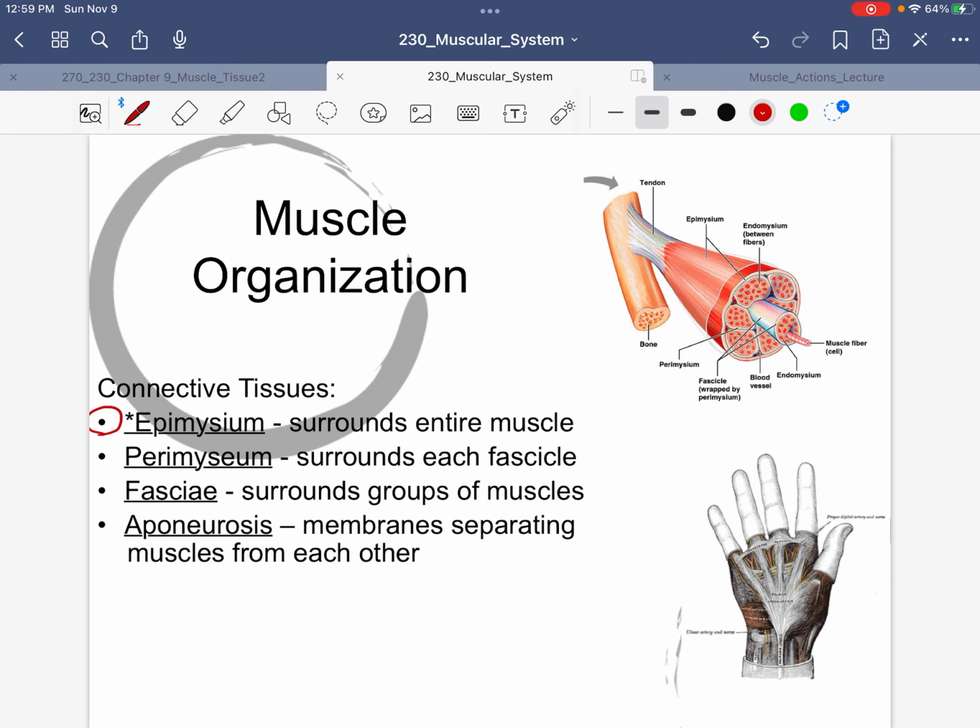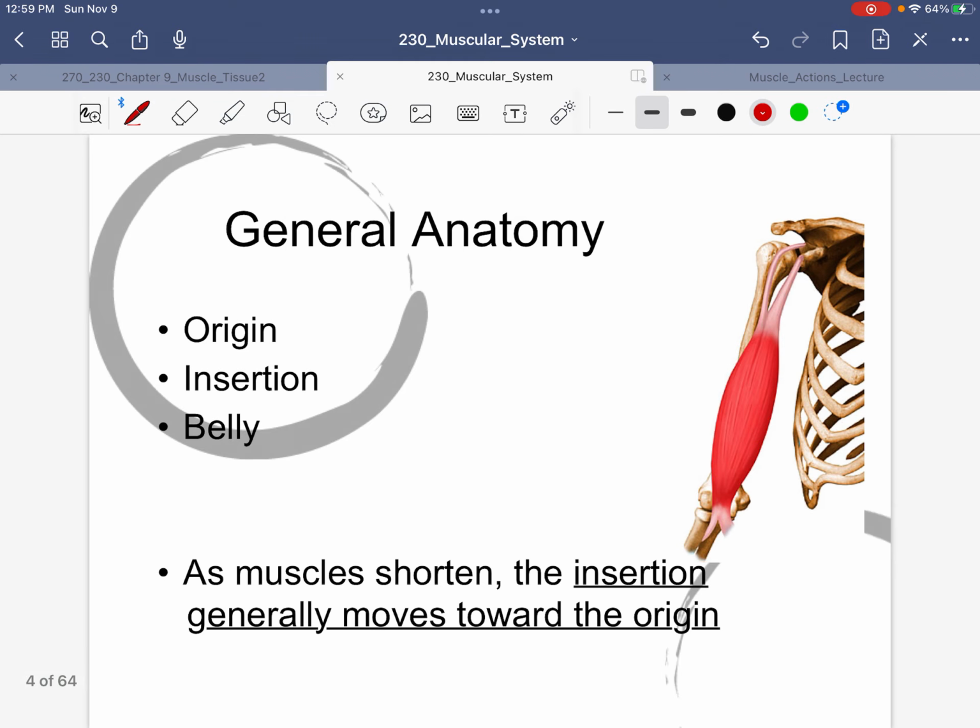There are other types of connective tissue coverings. You might be interested in the fascia. Fasciae is just plural; fascia is singular. This would be the connective tissue surrounding groups of muscle, for example, like the connective tissue covering the entire four muscles of the quadriceps. The epimysium covers each individual muscle. The fascia covers a group of muscles that work together.